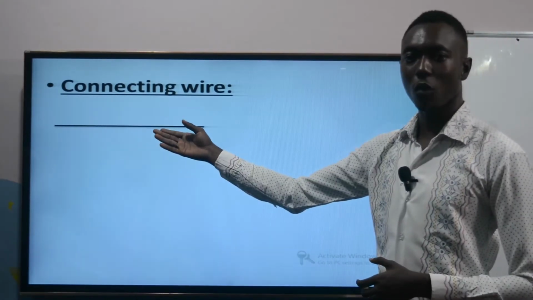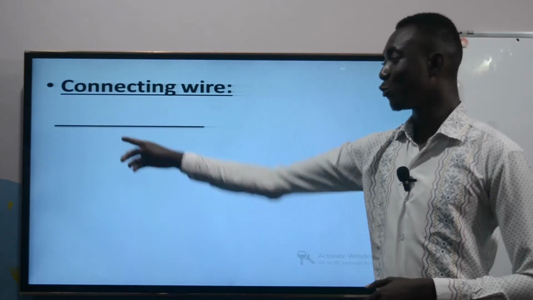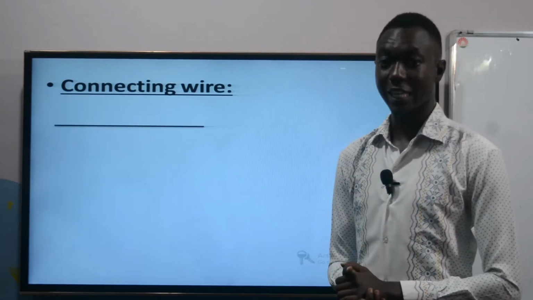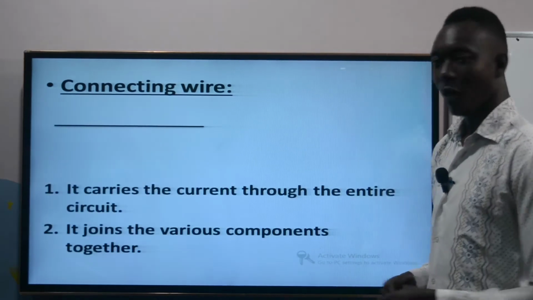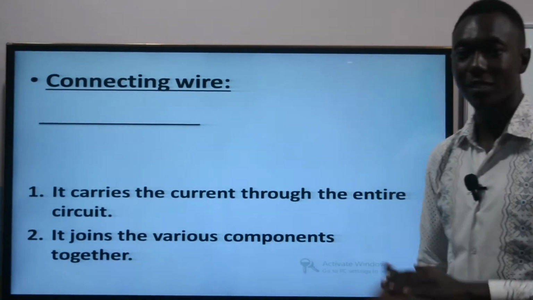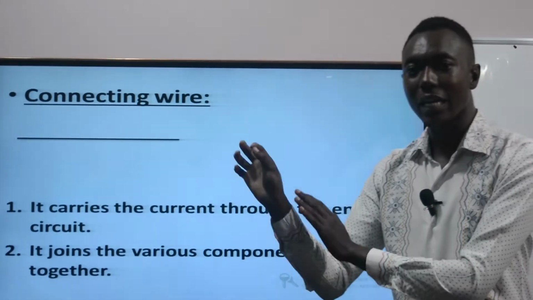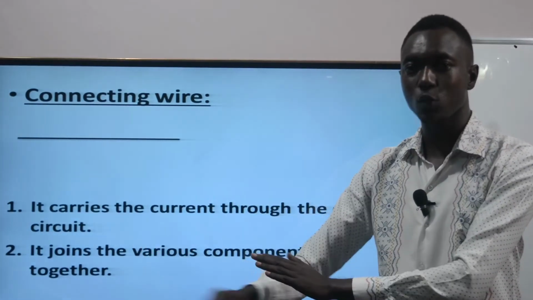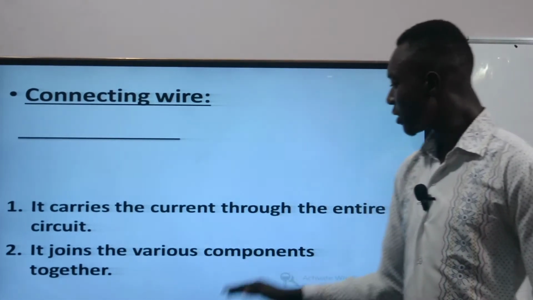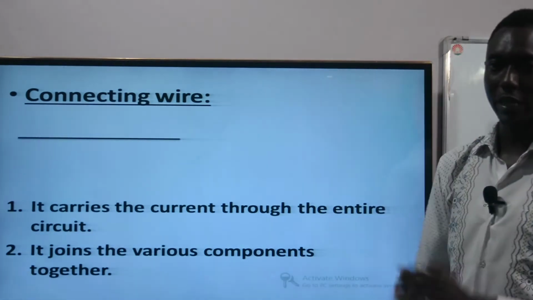Our next component is the connecting wire. This is the symbol for connecting wire. Very simple, isn't it? Exactly. Just rule a line and you have the symbol. What does it do in an electric circuit? One, it carries the current through the entire circuit. You see, without these connecting wires, we cannot carry the current from one component of the circuit to the other. Take note of that. Two, it joins the various components together. These are the functions of a connecting wire.